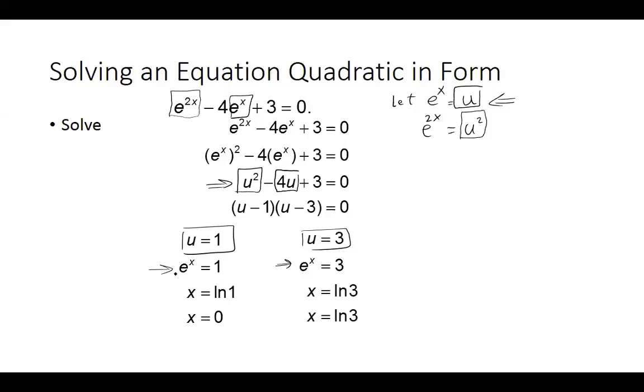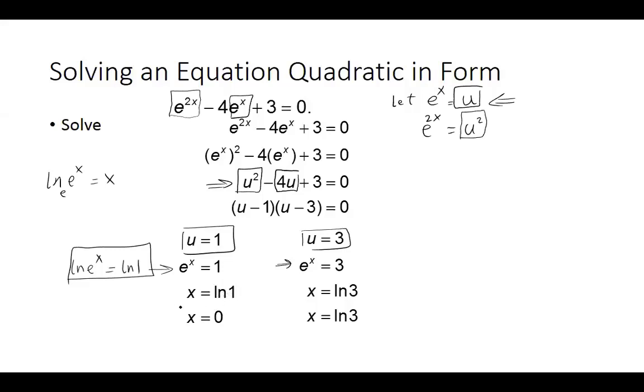To do that, I need to take a natural log of both sides. And I take a natural log of left-hand side and natural log of right-hand side. This would give me just x. Remember, natural log of e to the power of x is just x because the base is e. So on the left-hand side, we get just x. On the right-hand side, we get natural log of 1. And we know natural log of 1 is equal to 0.